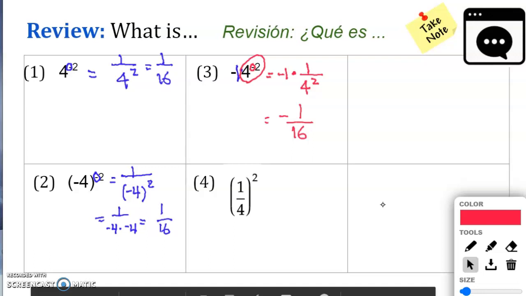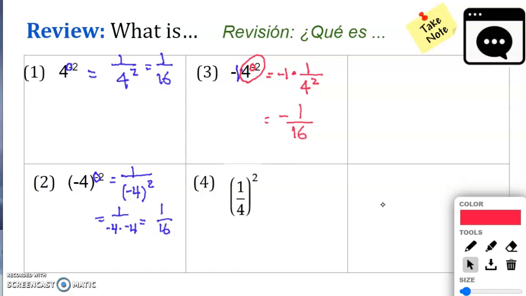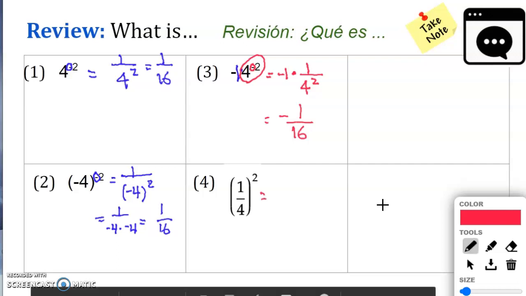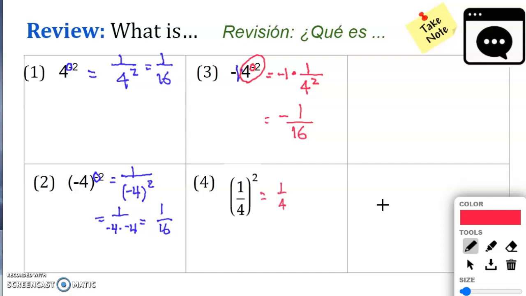Alright, what about this? What about a quarter squared? This is the same as a quarter multiplied by itself 2 times. When you're multiplying fractions, you multiply top with top, bottom with bottom, so that becomes 1 over 16.